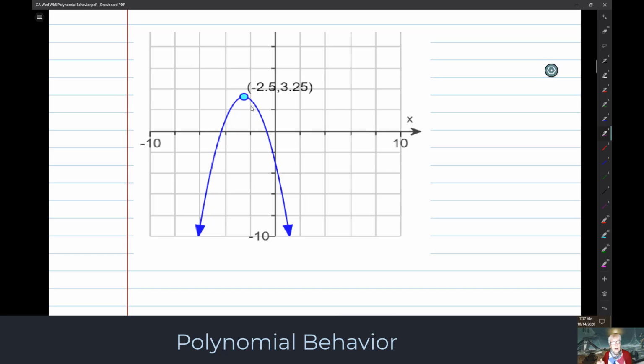Okay, all right, I think I have it together now. This is the highest point, period, on the graph. The highest this gets is the y coordinate of the point, 3.25.